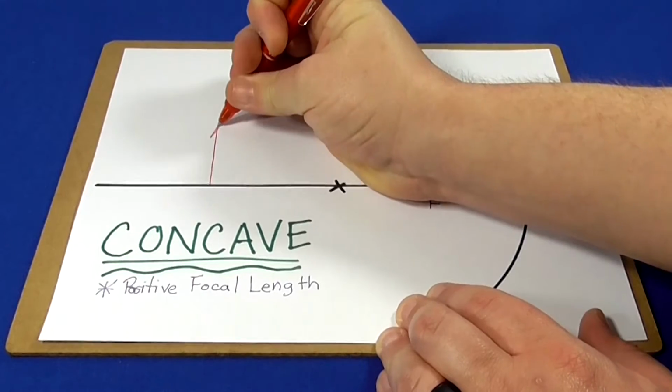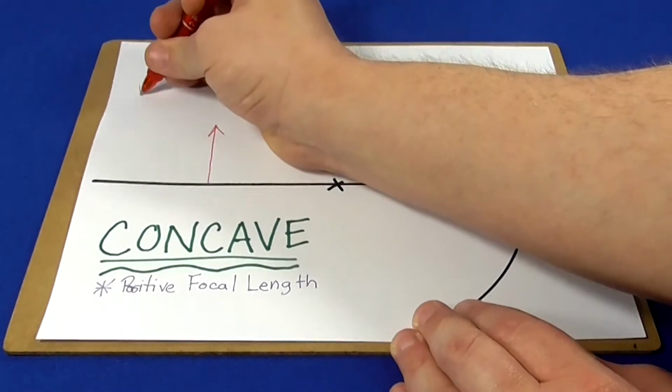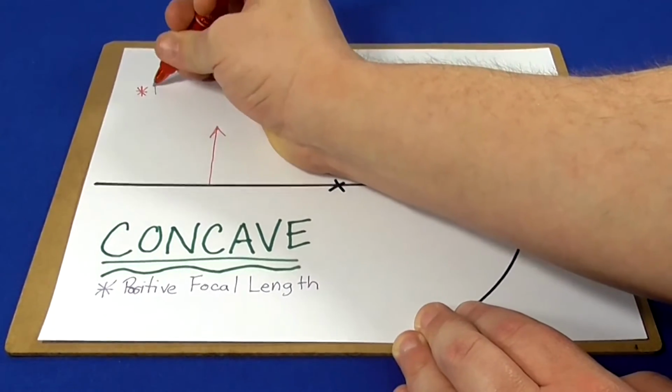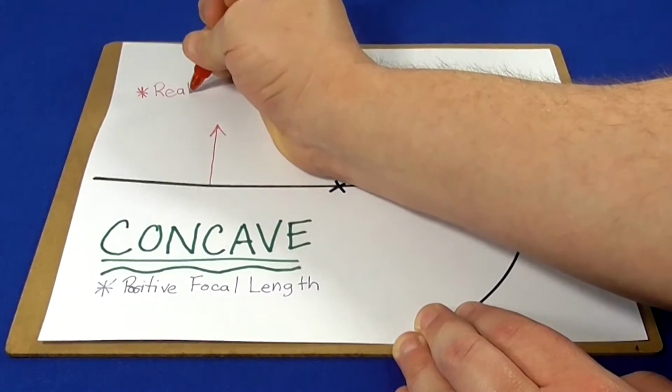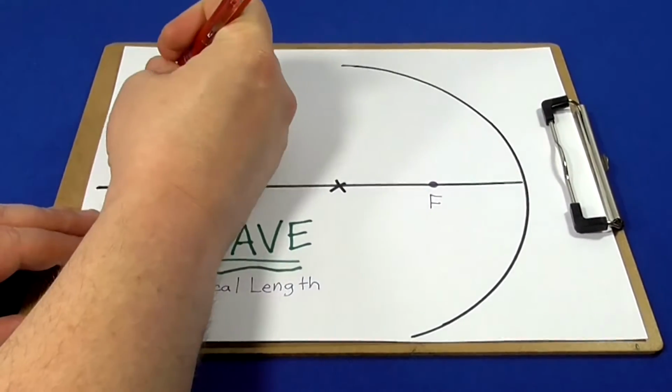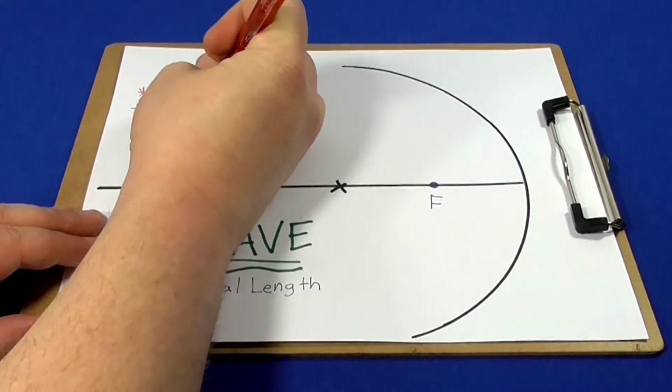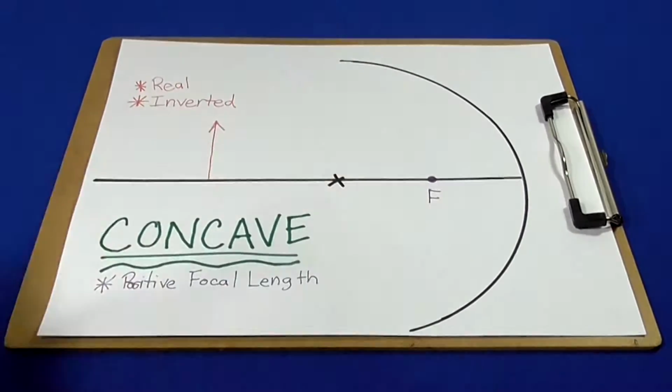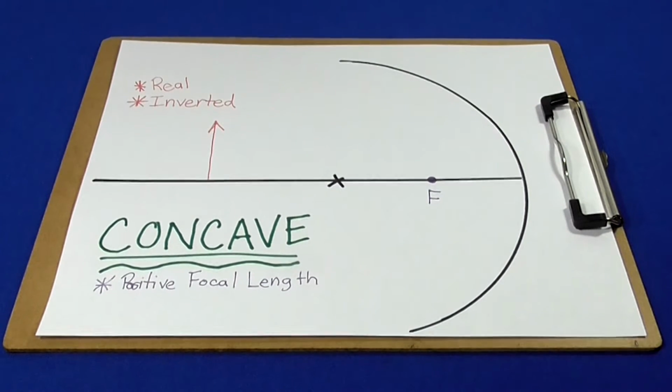If you place an object outside of the focal length, you'll see a real and inverted image. This image can be projected. This image gets smaller as the object moves away. The object and image are the same size when the object is at the center of curvature.